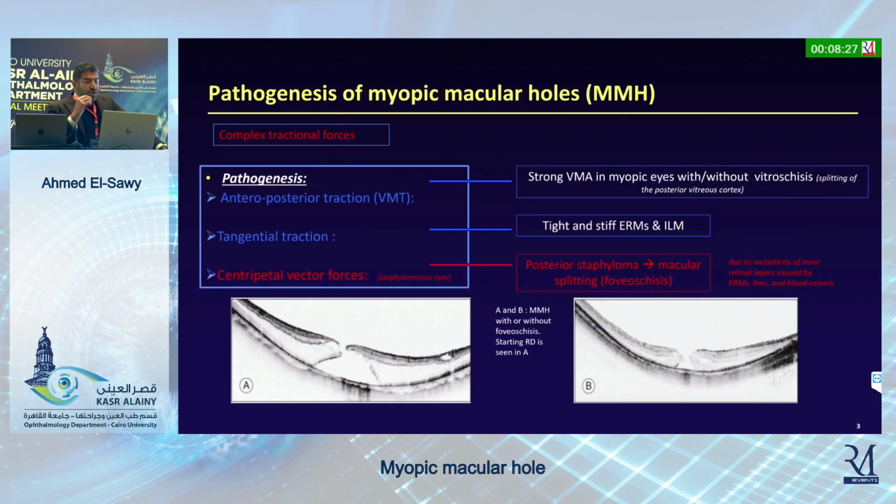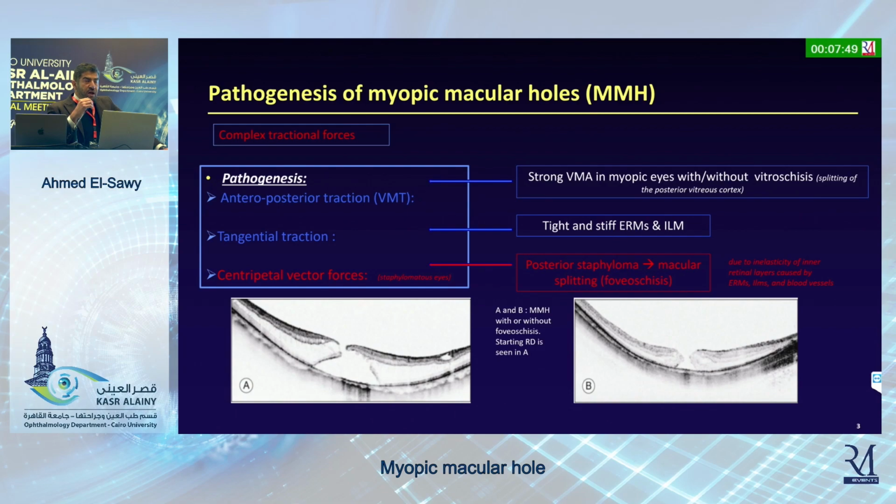So the pathogenesis of myopic macular holes is very peculiar, and what makes them different from idiopathic macular holes is that their tractional forces are really complex. Very strong anteroposterior, very strong tractional forces. Additionally, we have the centripetal force from the posterior staphyloma. So we have the very strong anteroposterior traction by the vitreomacular traction, and we all know that in highly myopic eyes there is a very strong vitreomacular adhesion, and these patients usually have some sort of posterior cortical splitting of the posterior vitreous, which is called vitreoschisis. So we have a very strong anteroposterior traction.